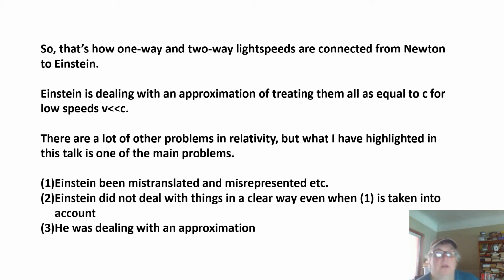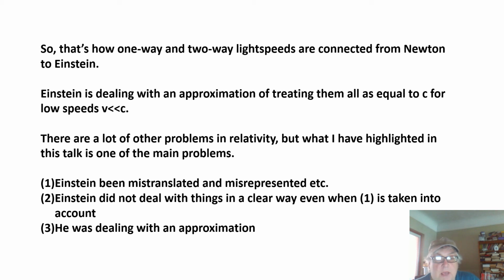So that's how the one-way and two-way light speeds are connected from Newton to Einstein. Einstein is dealing with an approximation of treating them as all equal to c for low speeds, v much less than c. There are a lot of other problems in relativity, but I've highlighted in this talk one of the main problems. I have highlighted previously that Einstein has been mistranslated and misrepresented, and Einstein has not dealt with things in a clear way.